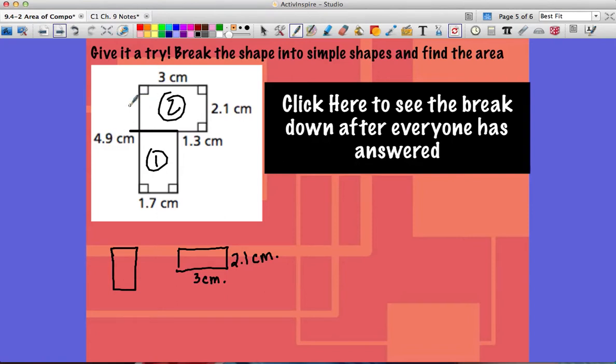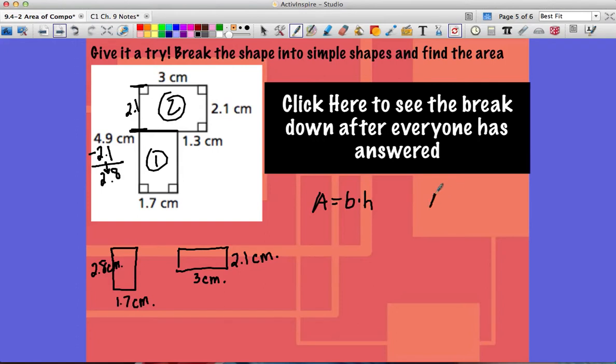Now, since this over here is 2 and 1/10 from here to here, we have to take the total 4 and 9/10 and subtract the 2 and 1/10. We take 9 minus 1 is 8. 4 minus 2 is 2. We bring the decimals straight down. We have a height of 2 and 8/10 centimeters and a base of 1 and 7/10 centimeters. Other than that, the process is the same.